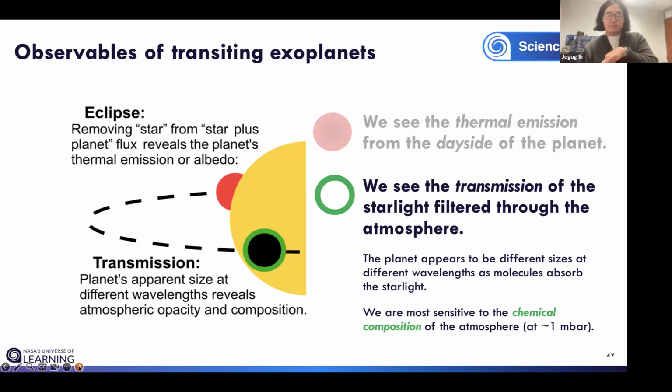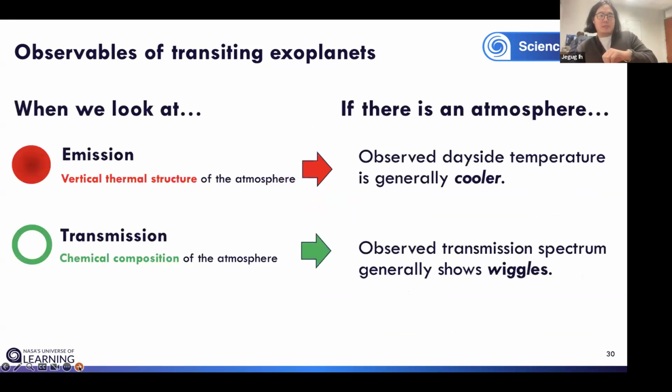So if you get to the next slide, please. In terms of what the actual observables are and what we're trying to extract from them, when we're looking at emission, we're sensitive to the vertical thermal structure of the atmosphere. And what we're looking for to test if the planet has an atmosphere or not, the observed day side temperature will generally be cooler if you have an atmosphere.